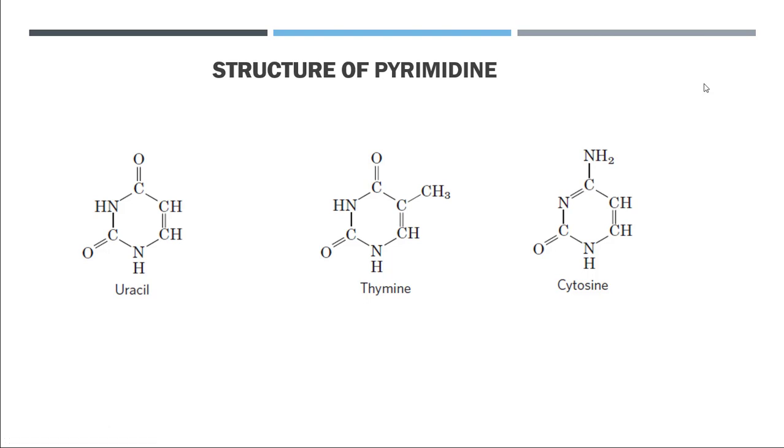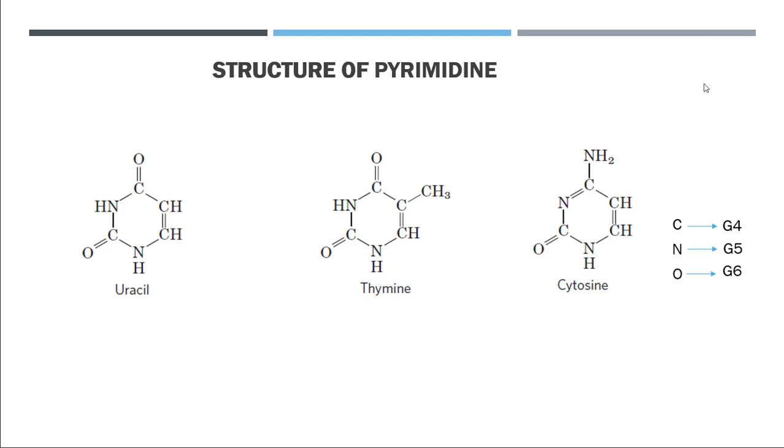Before we memorize the structure for pyrimidines, we need to remember this. Carbon belongs to group 4, so it will make 4 bonds. Nitrogen belongs to group 5, so it will make 3 bonds. And oxygen belongs to group 6, so it will make 2 bonds. I will tell you how this comes in handy while memorizing the structure for pyrimidines.